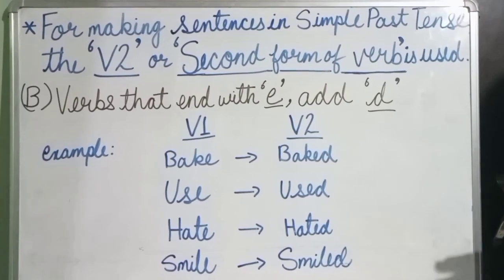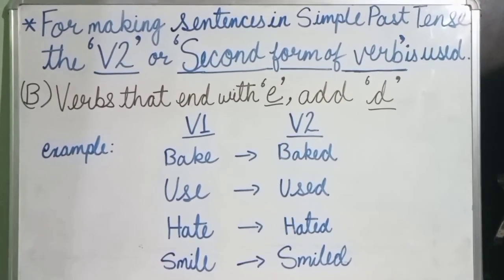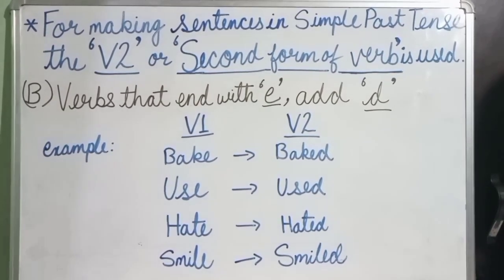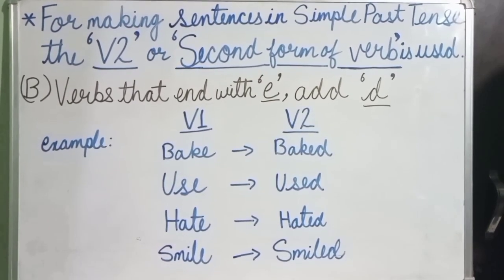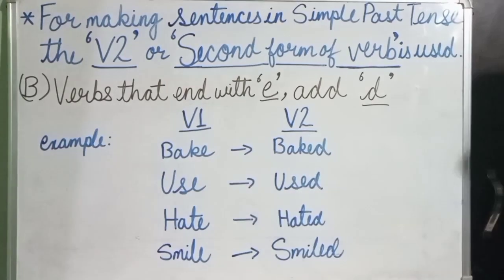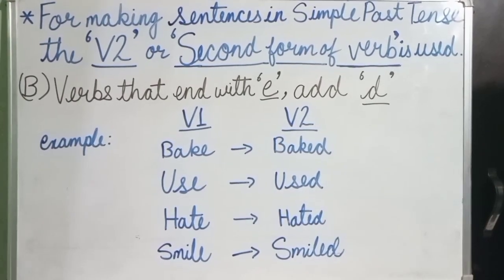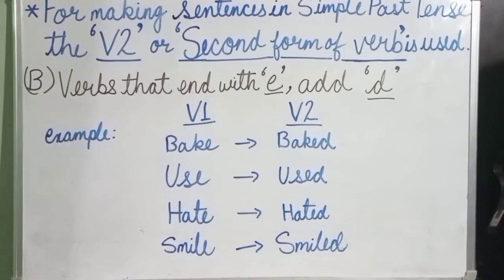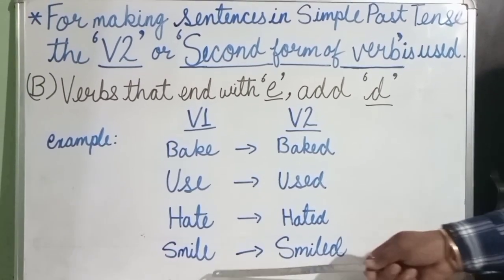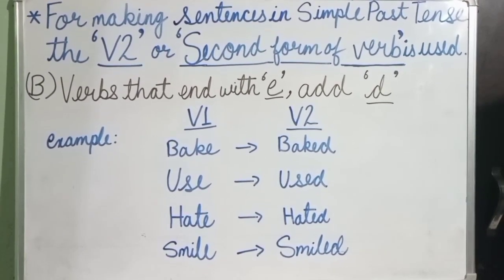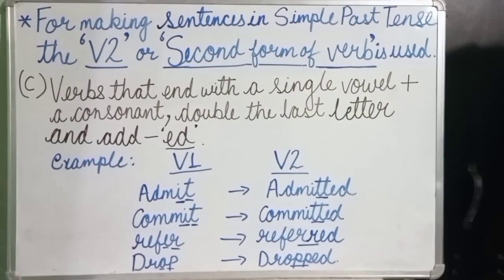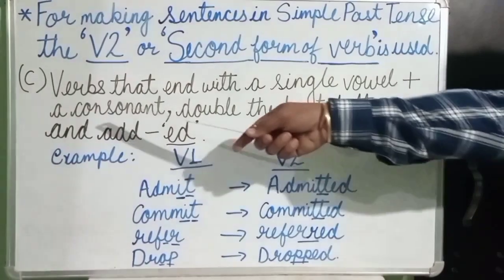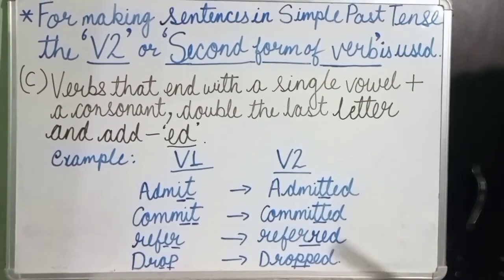For the verbs that end with e, we have to add d to change it into the second form of verb. For example, bake becomes baked. Use becomes used. Hate becomes hated. Smile becomes smiled.